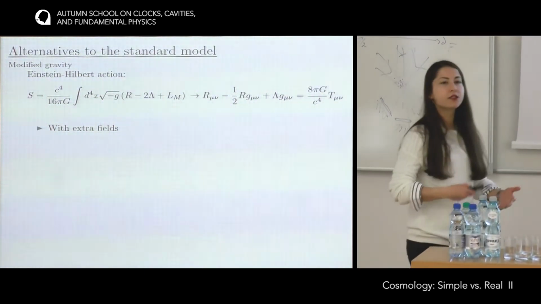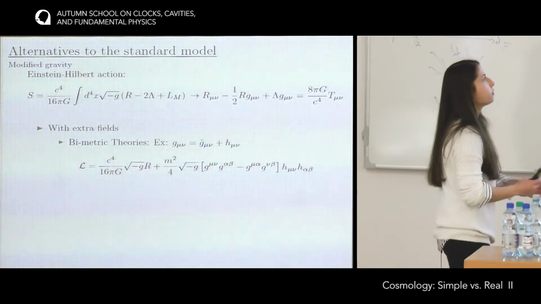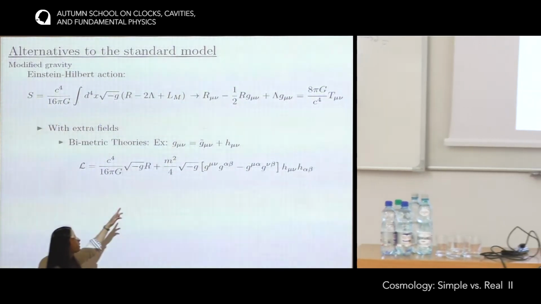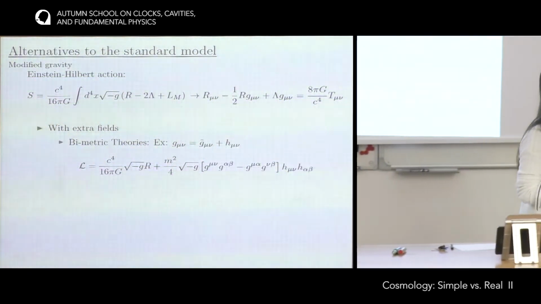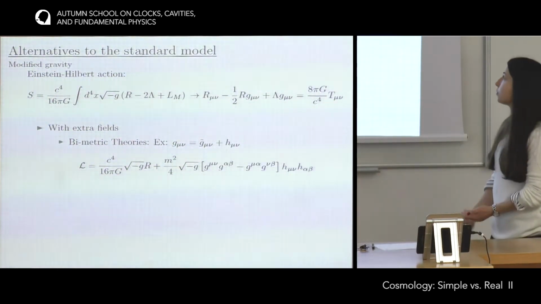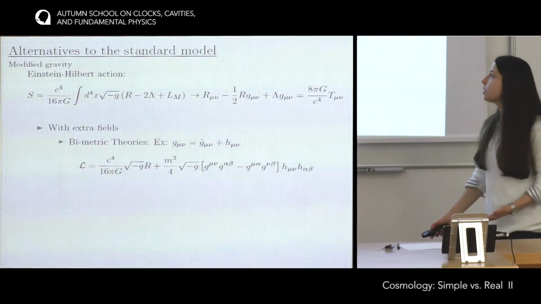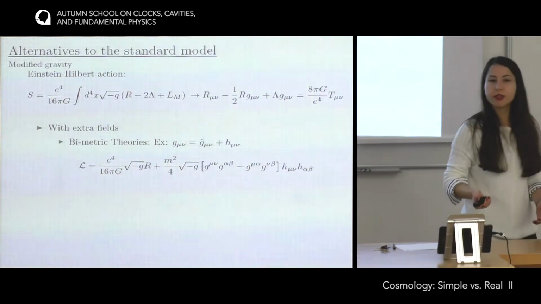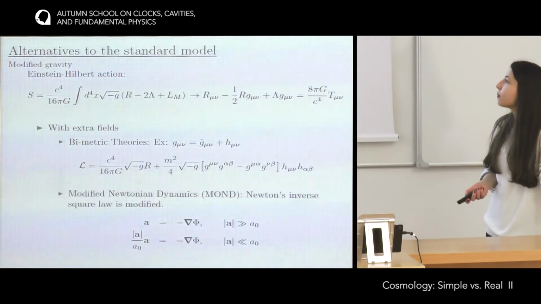And this adding extra fields goes up to adding another metric to your model, and those are bimetric theories. Let's say you have a tilde metric which is static. Then you can define a dynamic metric by adding another perturbation on it, which doesn't necessarily have to be small. Then you end up with bimetric theories and a modified gravitational action that would eventually mimic the effect you want to get in the end.